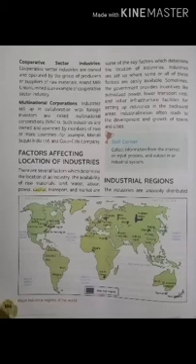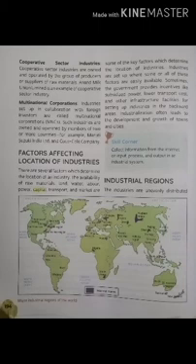Then let's focus on the factors affecting location of industry. There are several factors which determine the location of an industry: the availability of raw materials, land, water, labor, power, capital, transport, and market are some of the key factors which determine the location of industries.